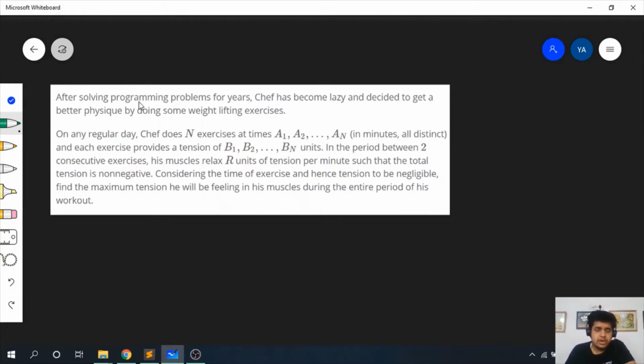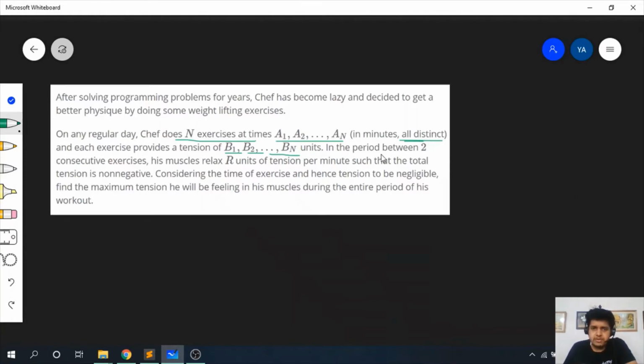After solving programming problems for years, Chef has become lazy and decided to get a better physique by doing some weightlifting exercises. On any regular day, Chef does N exercises at times A1, A2 up to AN. These times are given in minutes, which are all distinct. Each exercise provides a tension of B1, B2 up to BN units. So we have been given two arrays, array A and array B. Array A contains times at which Chef does exercise, and array B contains the tension for each exercise.